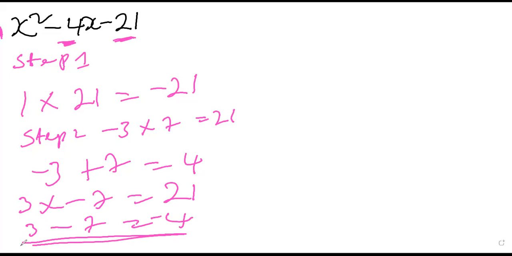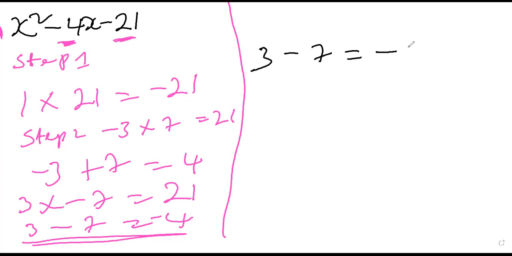So now let's go back to the question. I'm going to use the black pen right now. What do we do right now? Because this one satisfied the question that was asked, we have plus 3 minus 7, which is equal to minus 4. This works.